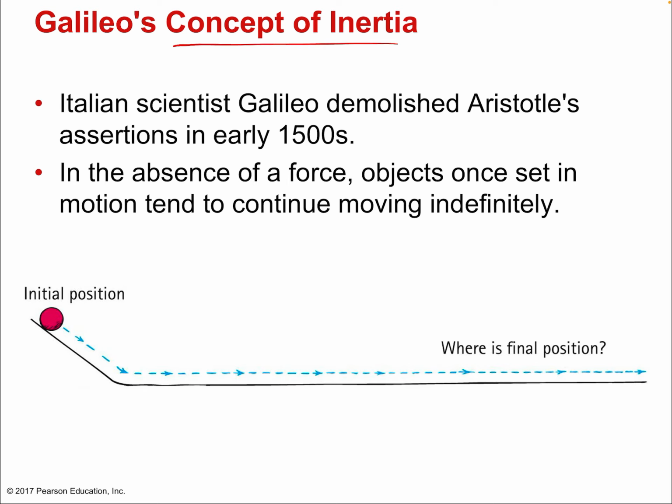The Italian scientist Galileo demolished Aristotle's assertions in the early 1500s. In the absence of a force, talk about that more, objects once set in motion tend to continue moving indefinitely, which is to say forever. Okay? That's what inertia is. It's a property of mass.